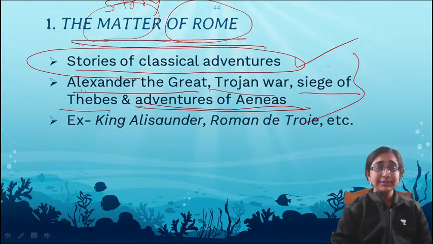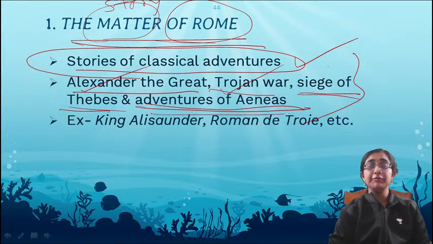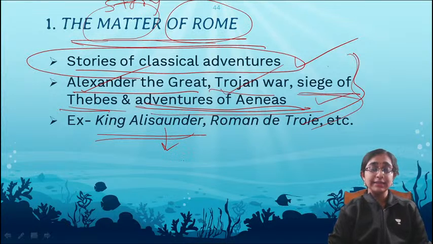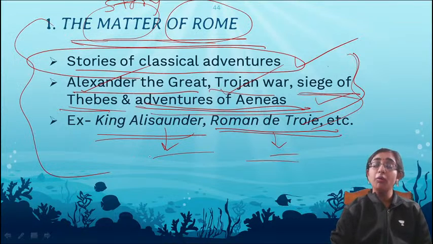So who are the heroes? Alexander. The Trojan War is described. You all know the famous War of Troy, Siege of Thebes, and the Adventures of Aeneas. These are all described. For example, King Ali Sundar. King Ali Sundar means King Alexander, and Roman de Troy. This talks about the Trojan War. So these are included in matter of Rome.